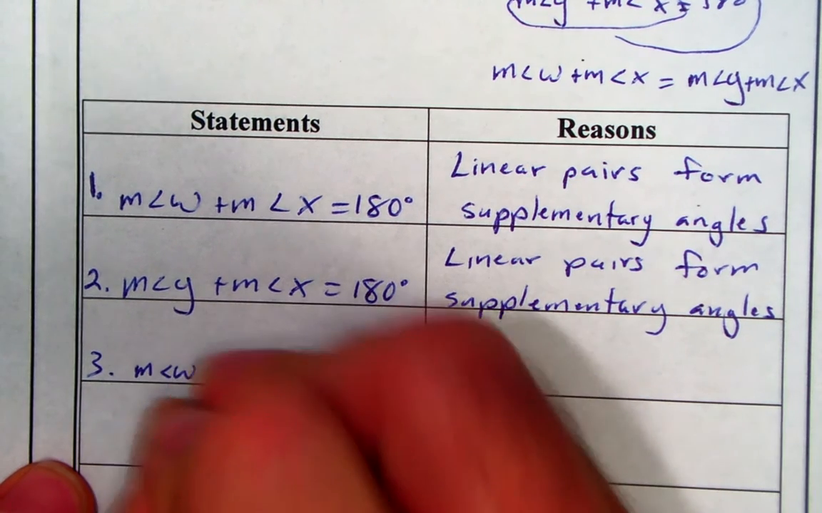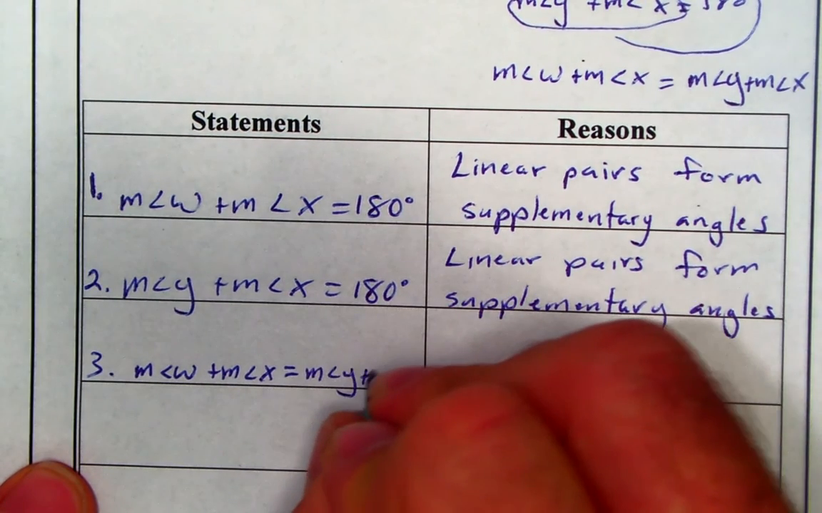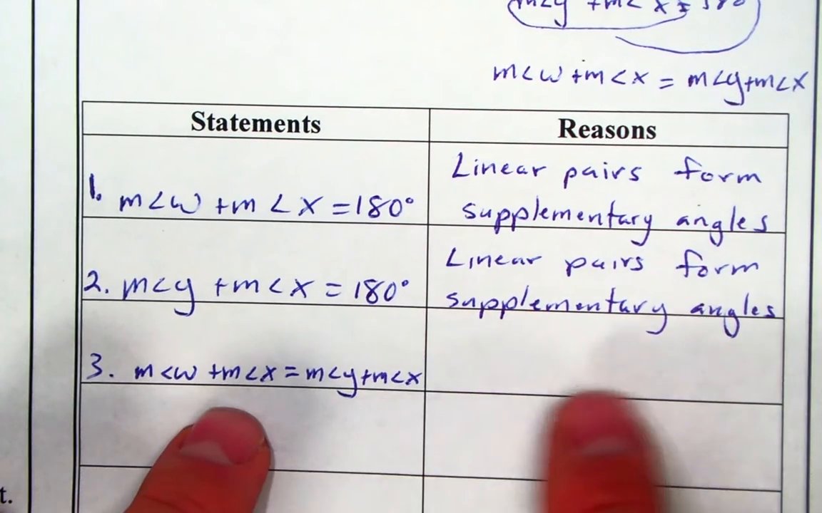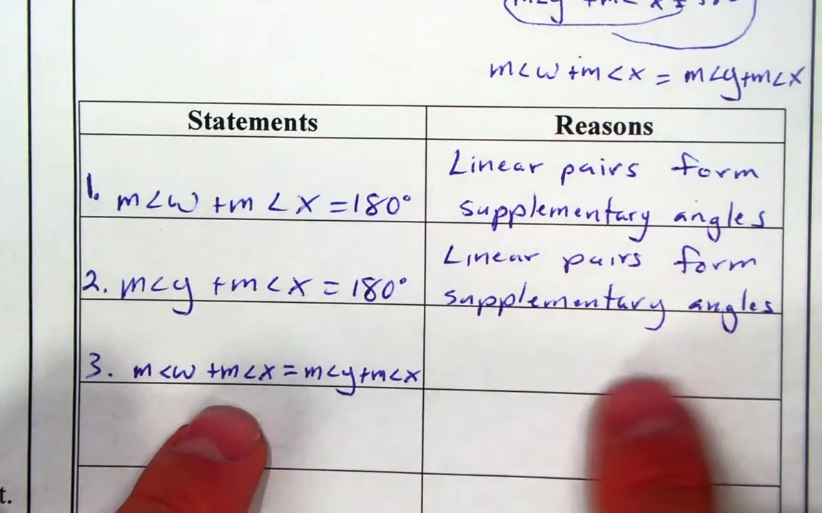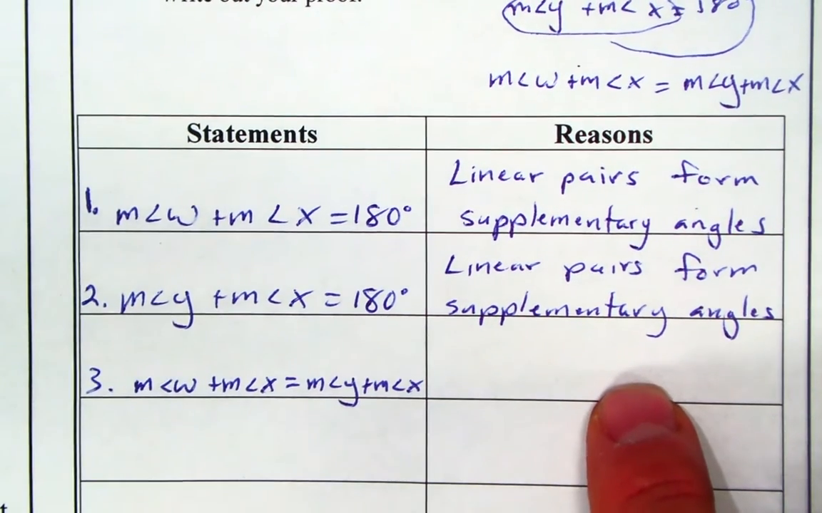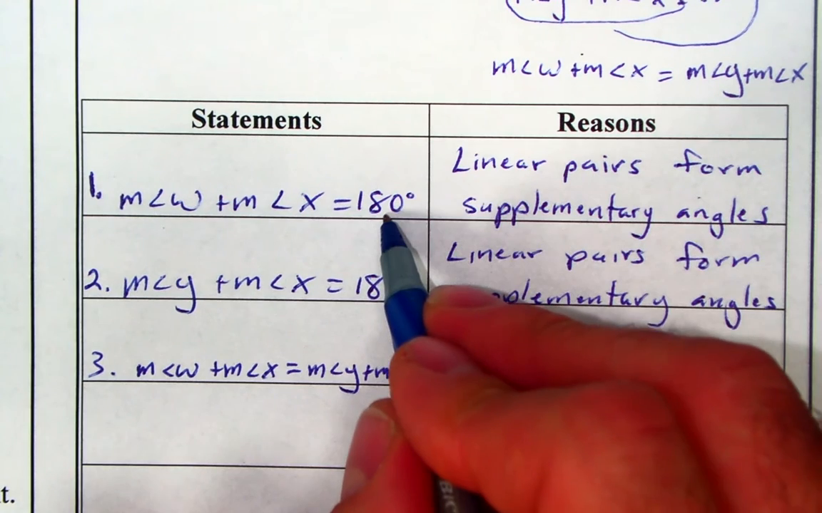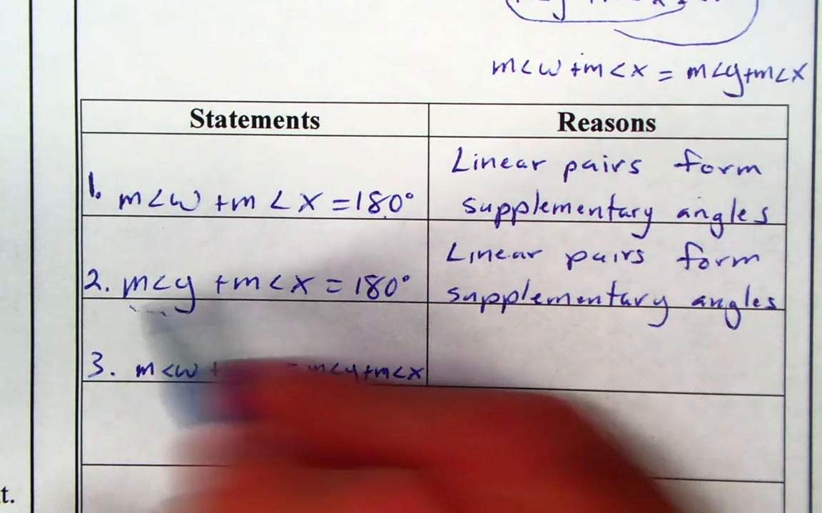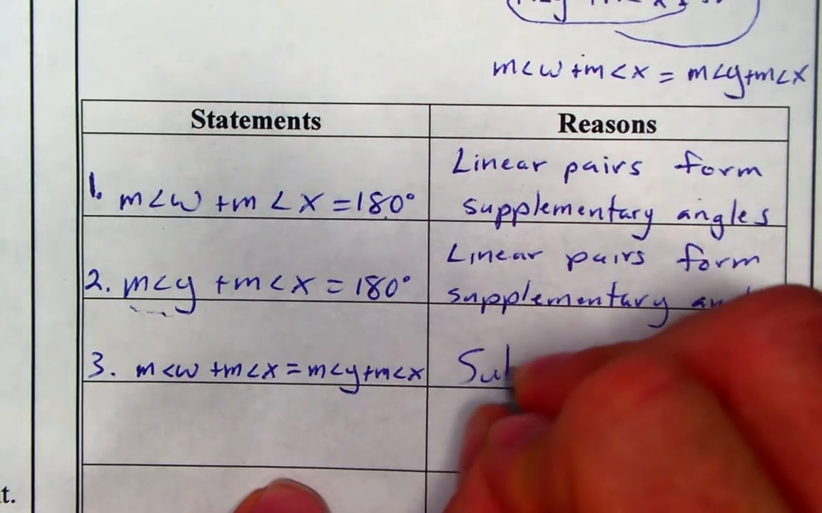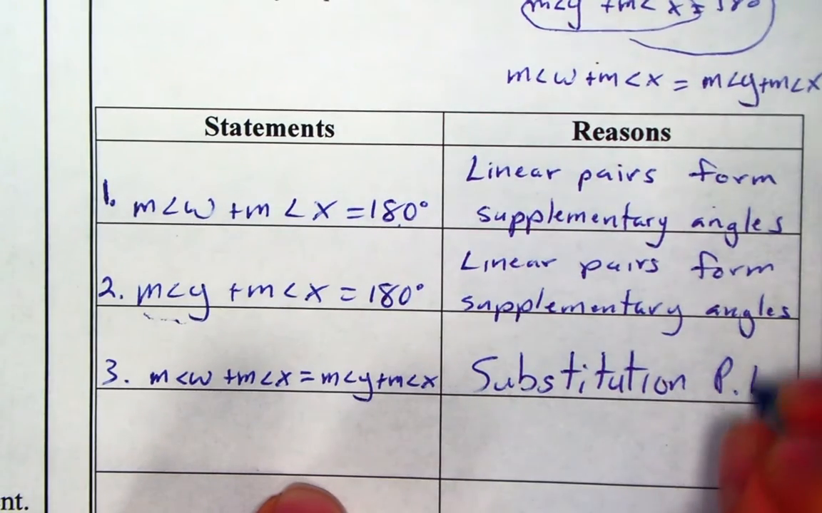Okay, so the measure of angle W plus the measure of angle X equals the measure of angle Y plus the measure of angle X. Okay, so what reason do we have for doing that? Well, this is a new reason, okay, something that I actually haven't formally given you the name of yet. But all we did was substitute 180 with something that 180 is equal to. So that's just called the substitution property of equality.